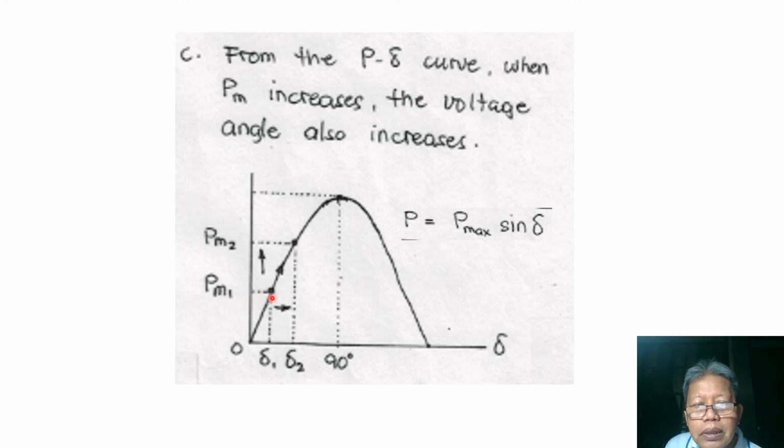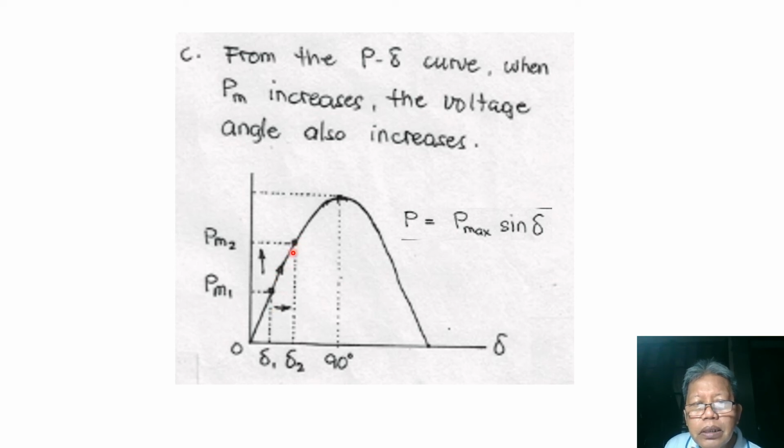Our generator has this rotor angle of delta 1. Now, when the generator is normally operating, our PM1 would just be equal to our PE1. Now, when we want to increase the mechanical power, which also increases the electrical power of our generator by supplying more steam to the steam turbine, our mechanical power increases from PM1 to PM2. But this follows along this curve.